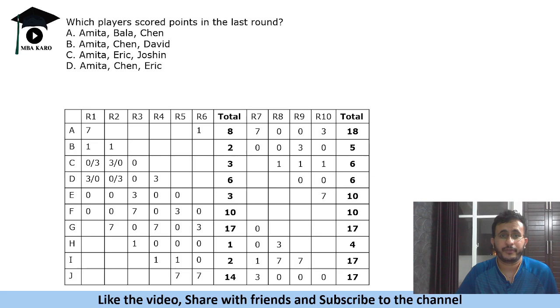Which player scored points in the last round? So Amita is one of them, so we had to find the other two. So Amita, Chen, and then we had Eric. This also could have been done without solving the set completely, because we knew that Amita was given in the options, right? We knew that Eric did not score here, and we were also given that Chen scored in 3 consecutive rounds. So if you just read those instructions, you could have answered these questions.